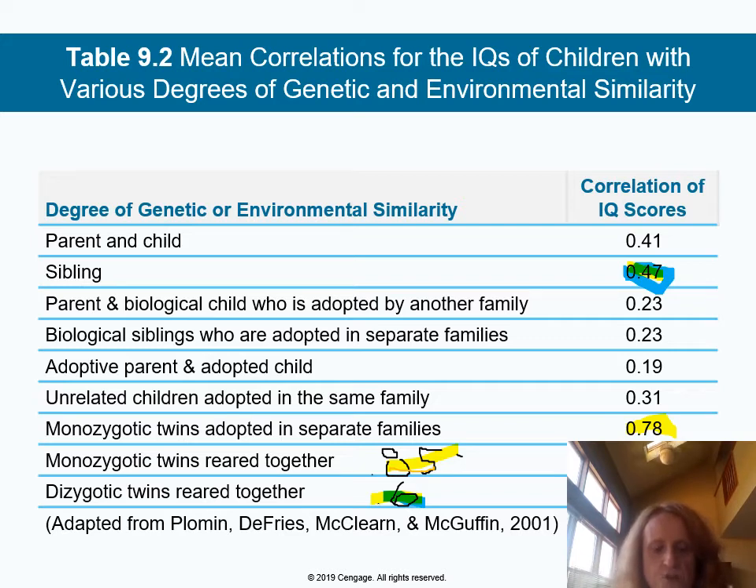So in Table 9.2, note the correlation between unrelated children adopted into the same family, which is 0.31. However, this correlation is lower than the correlation between biological brothers and sisters, 0.47. The IQs of young adopted children correlate moderately with those of adoptive parents. However, as the children grow older, their IQ scores gradually correlate more with those of their biological parents and less with those of their adoptive parents.